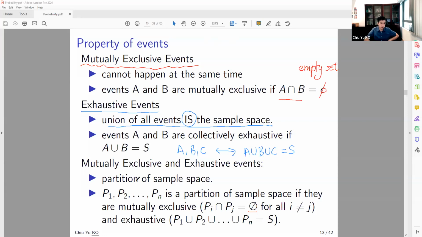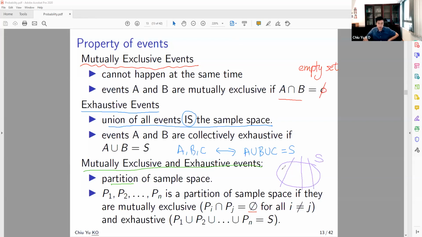Now what we learn is mutually exclusive and exhaustive events, which sometimes we call a partition. This partition is very intuitive. If I try to give you a drawing, suppose the sample space is the mooncake. Now we're trying to cut the mooncake into different pieces. When you cut it, there's no overlap. Everything is in its own part. There's no overlapping, and this is called a partition.